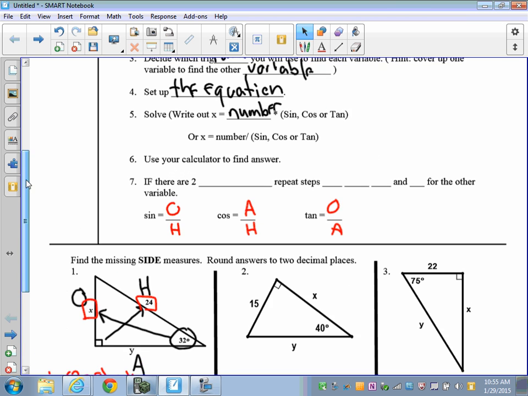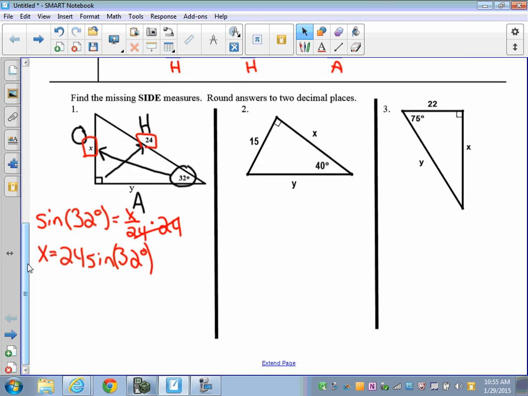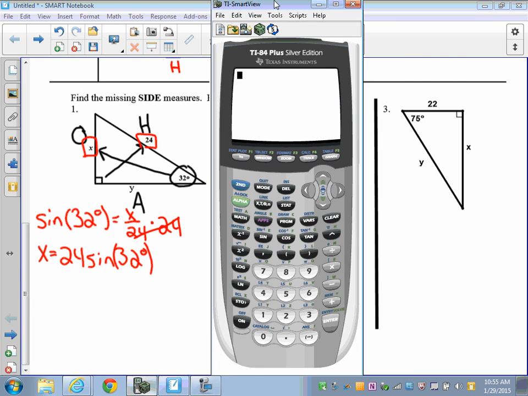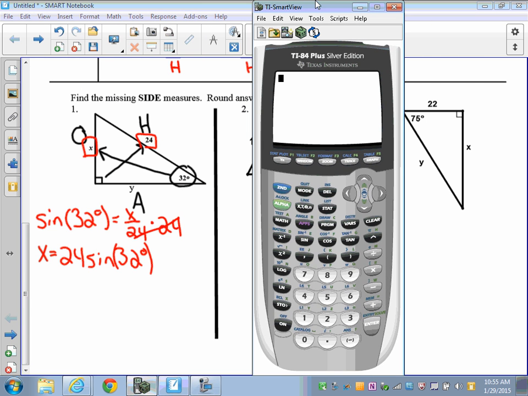Step 6 says use your calculator to find your answer. You should remember from our prior video that I need to make sure that this is on degree. So I have to hit mode. Mode is next to second. And I see that my calculator is not on degree. It's on radian. So I need to make sure degree is checked. So I go over and hit enter.